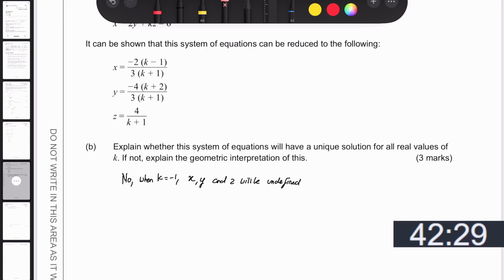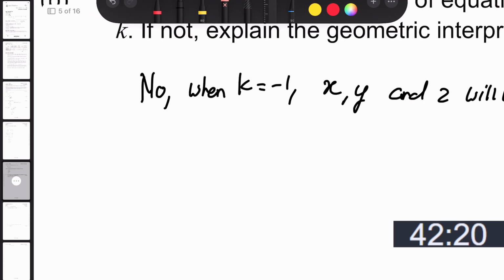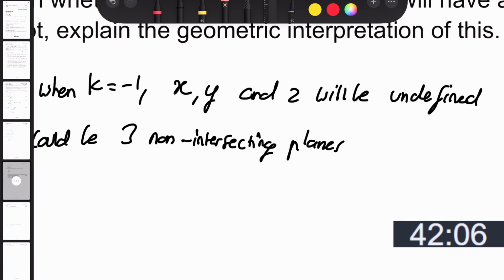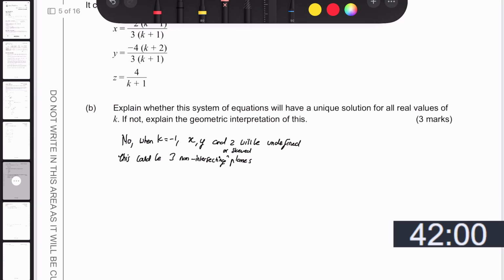So if it doesn't have a unique solution, then that means this could be 3 planes that are not intersecting. This could be 3 non-intersecting planes. I think they could be, is the word skewed planes? It's not intersecting, or skewed planes. Okay.